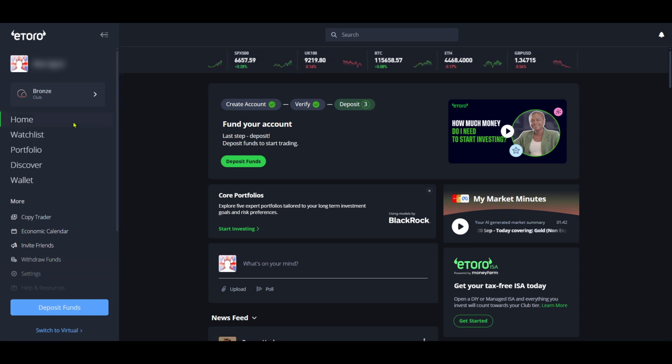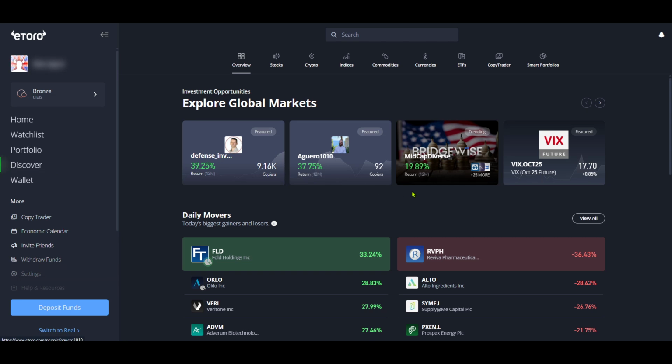Next up, we're diving straight into discovering new opportunities. Click on Discover, which will open up a world of market data and potential trade options. Browsing through these various options is a great way to get a feel for what's available and to tailor your investment strategy to your preferences.